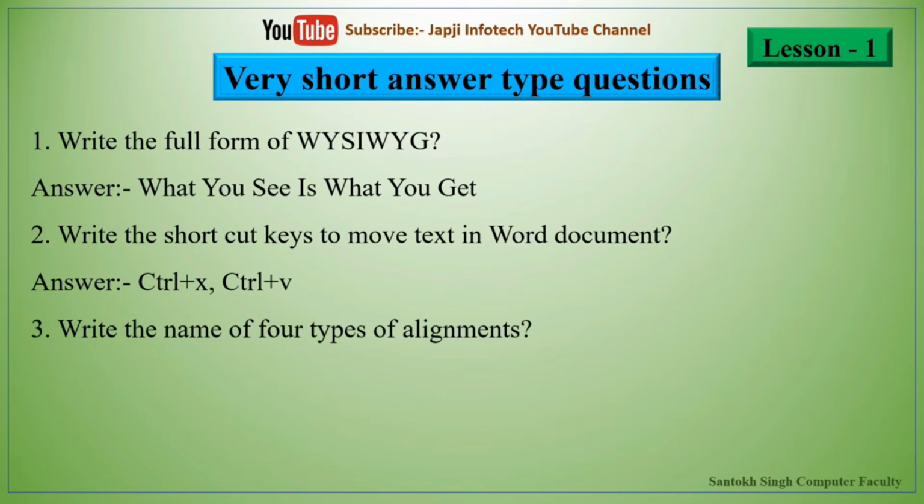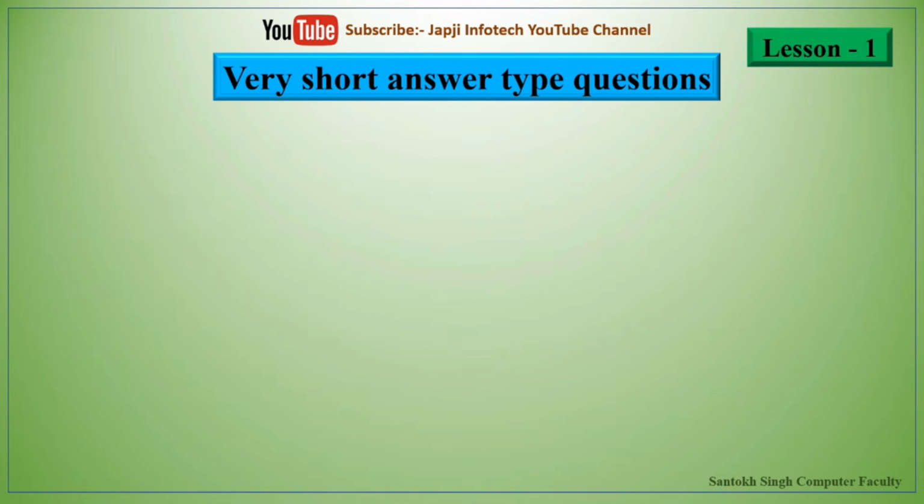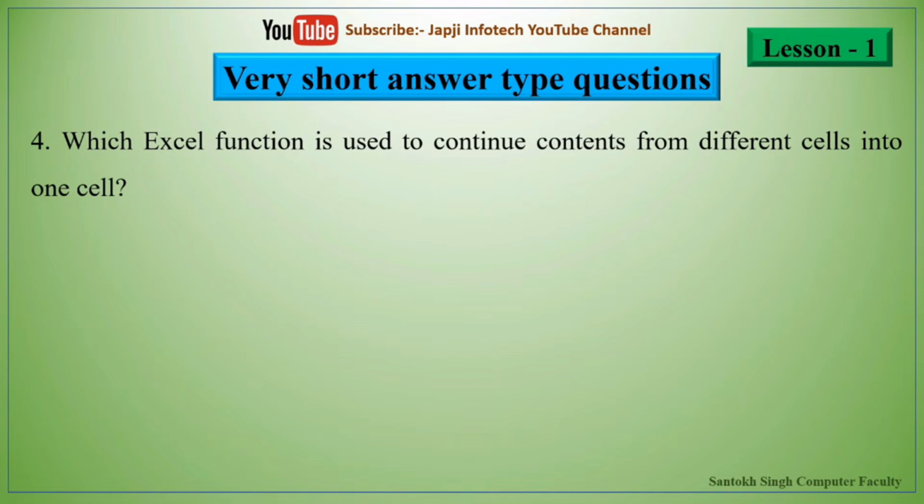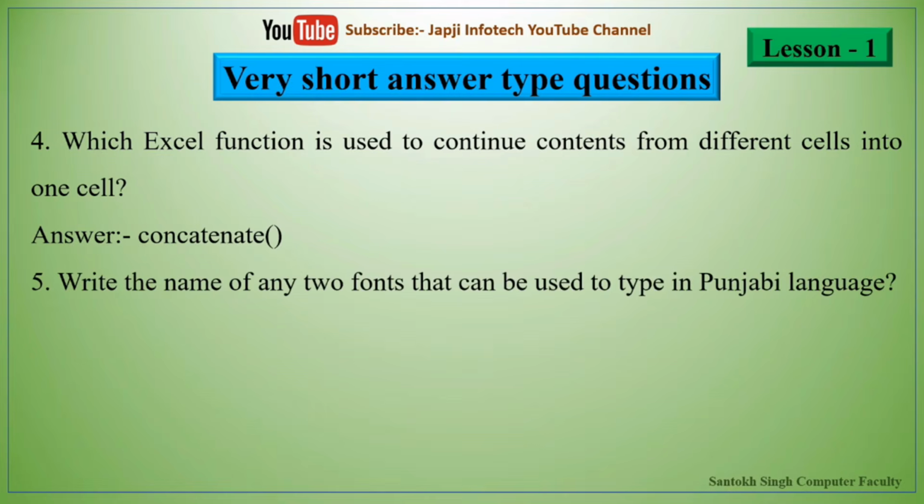Our third question is write the name of four types of alignment. So these are left, center, right and justify. So our fourth question is which Excel function is used to join content from different cells into one cell. So the answer is concatenate function is used to join content from different cells into one cell. So fifth question is write the name of any two fonts that can be used to type in Punjabi language. So two of the fonts are Anmol Lipi, Asees, Joy and Ravi font.